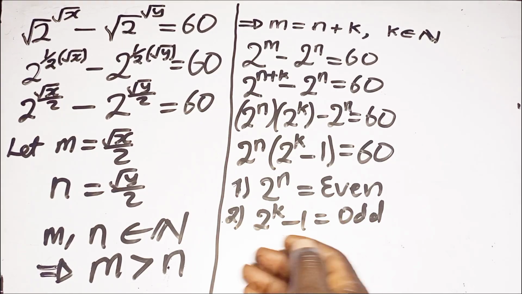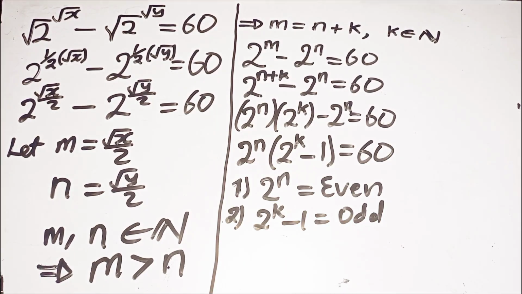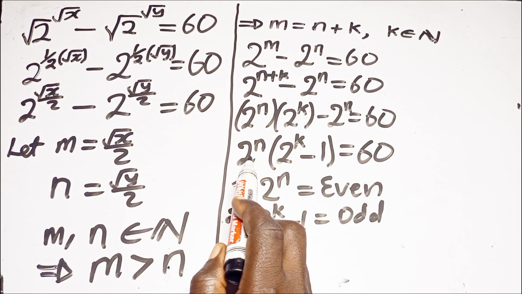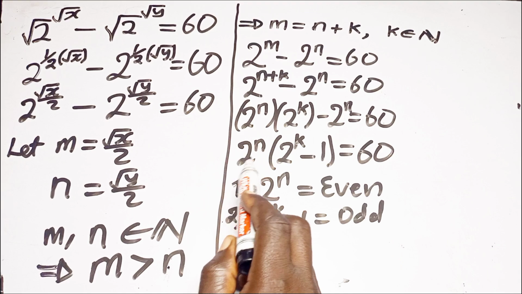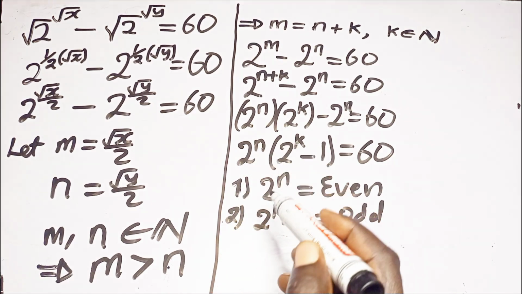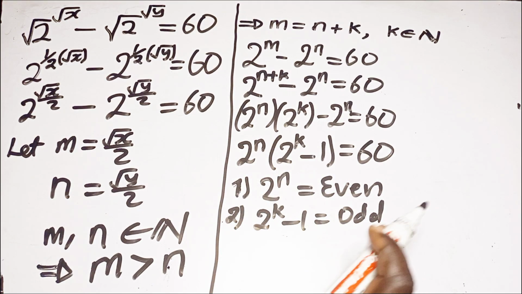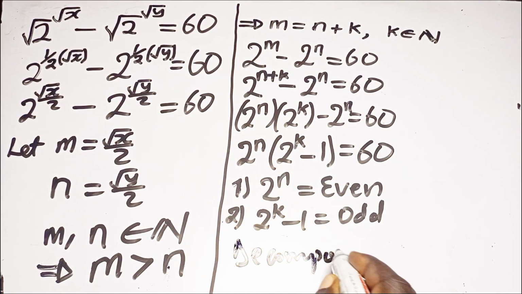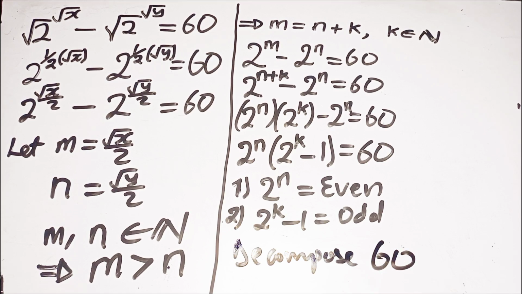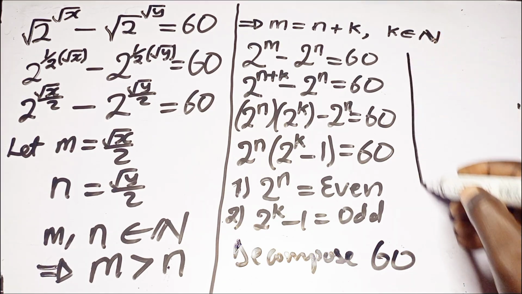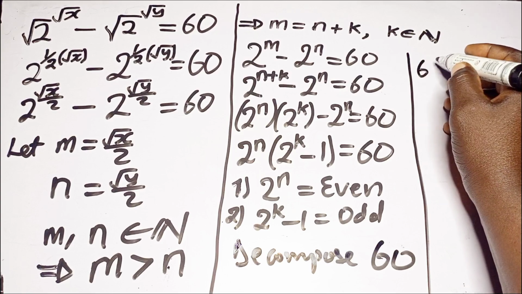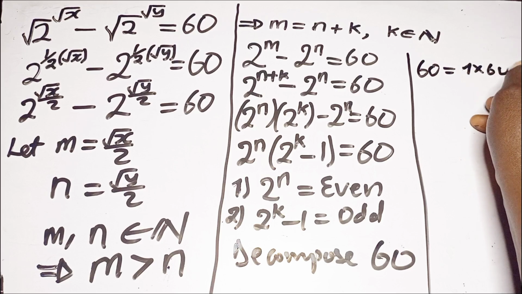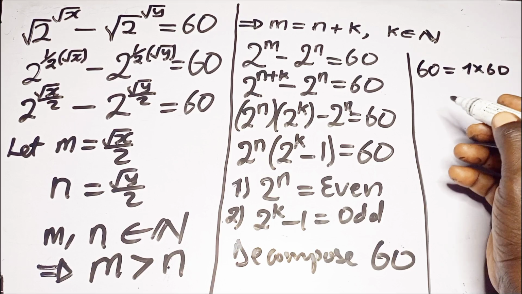With that now at the back of our minds, let us now decompose the number 60, knowing that in the choice that we're going to make, one of the factors has to be even, and the other factor has to be odd. So let's decompose the number 60. To do that, we can have 60 as 1 times 60.